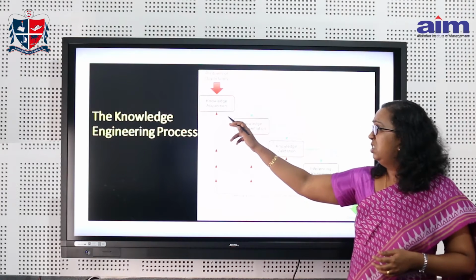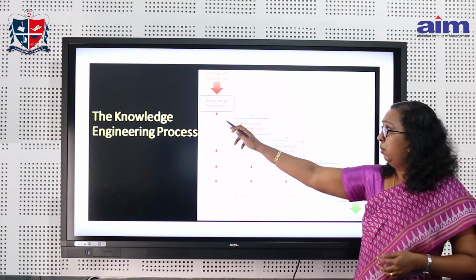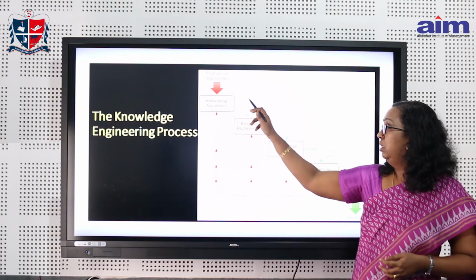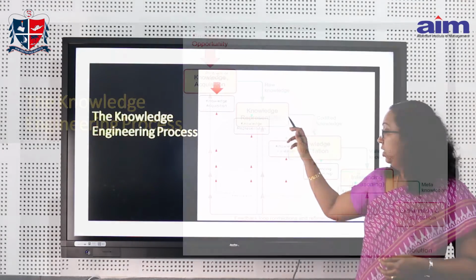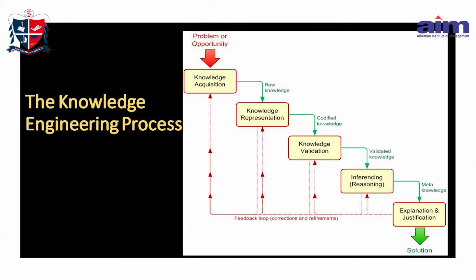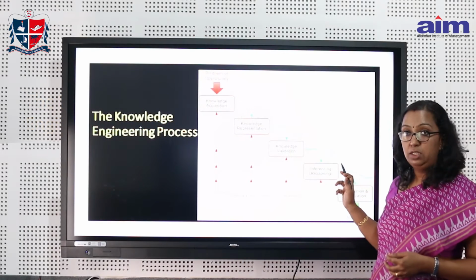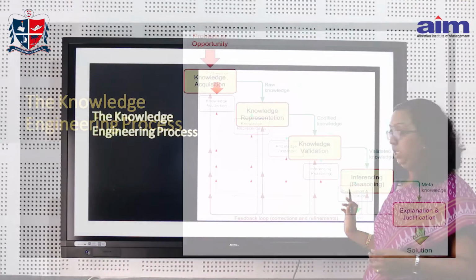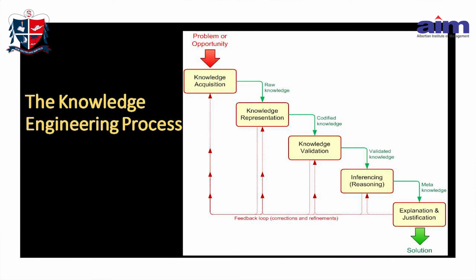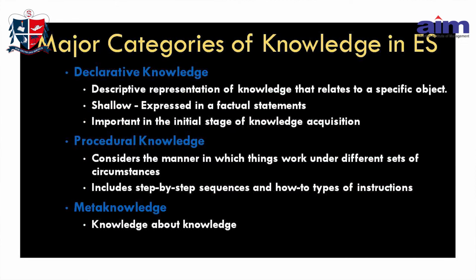You have knowledge acquisition: there is a problem, and based on that problem, you collect the knowledge. Raw knowledge is converted into knowledge representation, and knowledge representation again is codified into knowledge, and you validate the knowledge. Validated knowledge will be sent to the inference engine, that is called inferencing, or the reasoning part of your process. And then there is an explanation and justification based on the meta knowledge. So finally, you get the solution.